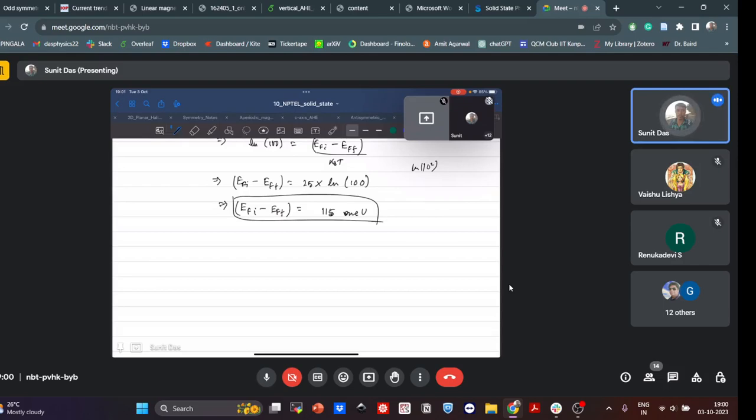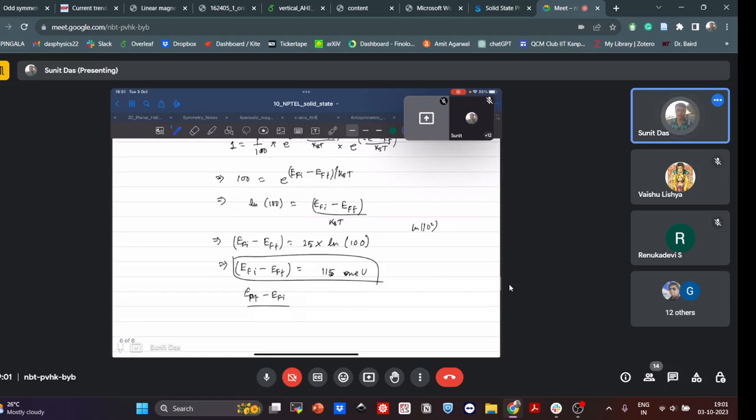We can also express EF final minus EF initial. That's the minus sign will be there. Okay, so next question.